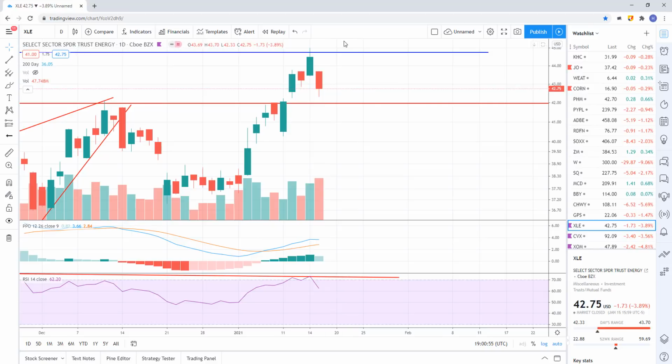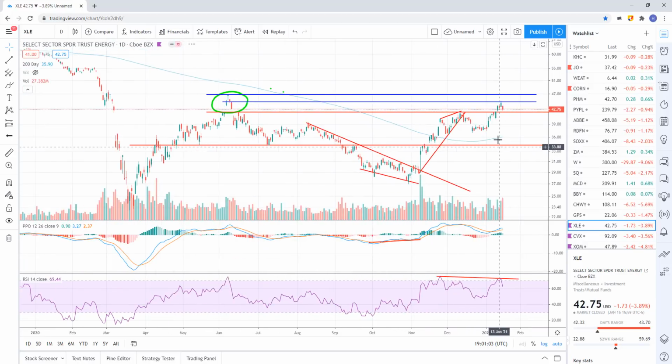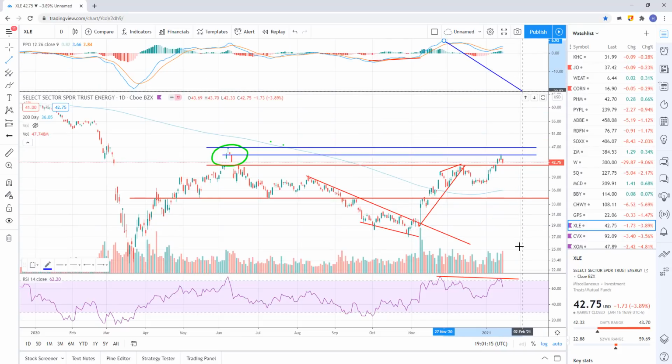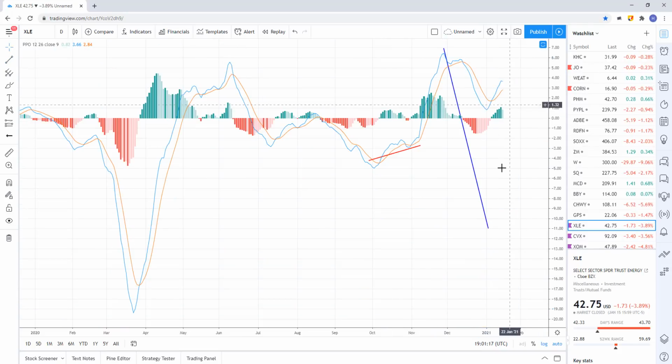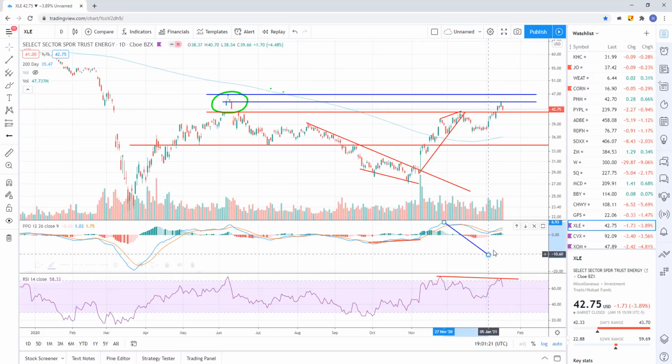So I think XLE, it's likely energy is going to start to sell off some more, and I think we're coming down to this 34 area. Probably hold support down there. Negative divergence again on the RSI and on the PPO right there. So as my chart gets away from me, there we go. The negative divergence is right there. So you've got it across both indicators.